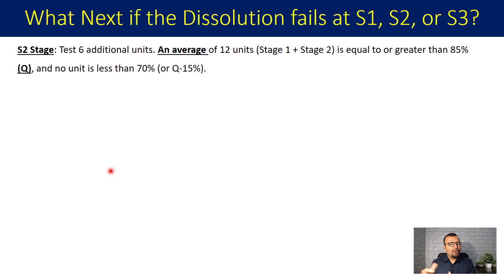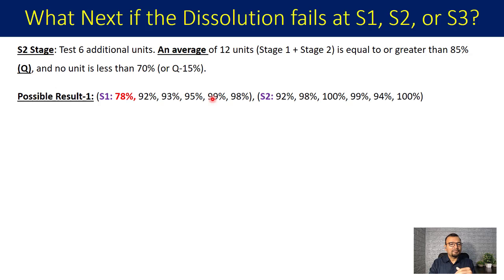You are going to go for the S2 stage if there is no analytical error identified and the 78% result that we have discussed is found to be a true one. As a part of S2, you have to conduct dissolution on additional 6 units, so you are going to have the 12 unit data. Now, what is the acceptance criteria? The average of 12 units should be greater than or equal to Q, which is 85% in this situation, and no unit should be less than 70%, which is Q minus 15%.